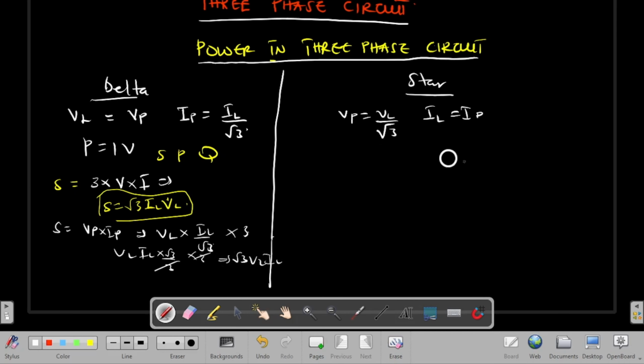The same happens for the star as well. Here too, you know that S will be equal to VP IP. That is for a single phase. When I multiply this by 3, I get the total power.